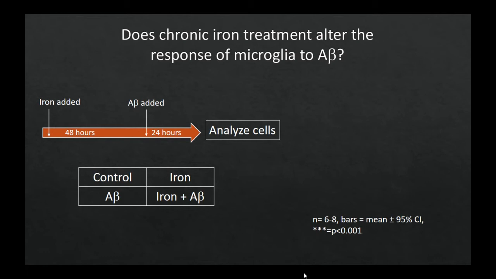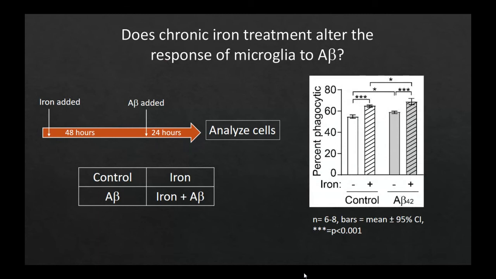accumulation. So the design for our experiment was that we added iron to our microglial cultures, and for these experiments, we used an immortalized mouse microglial cell line. We added it to our cultures for 48 hours. We then stimulated these cells with amyloid beta. And our question is, is iron altering this response? This is a 2x2 factorial design where we have a control group, iron stimulated cells, and then we have both treatments together. One of the first things that we found was that iron actually altered the phagocytic capability of these cells.